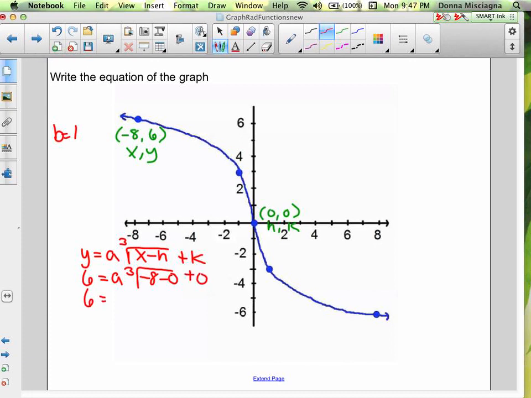So 6 equals a times the cube root of negative 8. And then, of course, that's just 0. Cube root of negative 8 is negative 2. So 6 equals negative 2a. And then we divide by negative 2. Right? Negative 3 is equal to a. Once we have a, we can write our equation. Y, or f of x, equals negative 3 times the cube root of x. And we don't need anything else there.